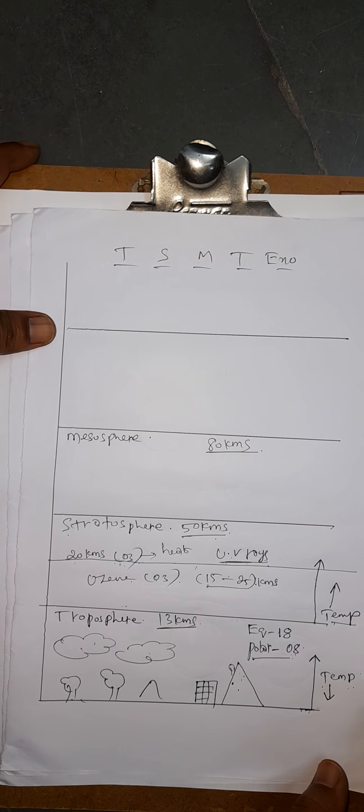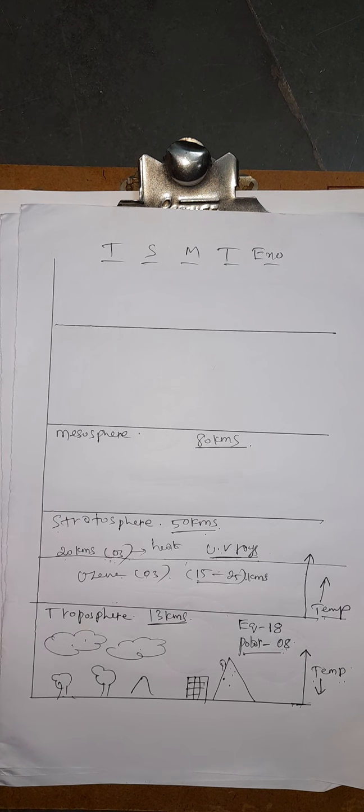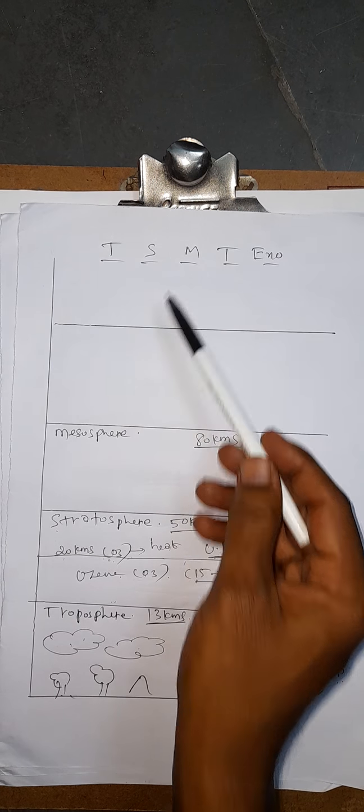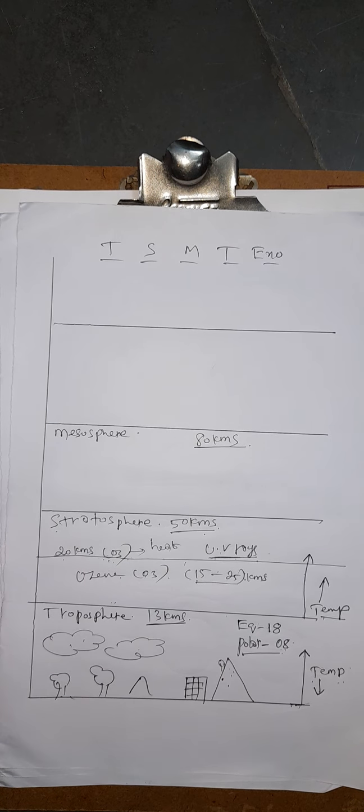You might be seeing, in the night sky, black with tiny stars glowing. You might be seeing some stars burn out, right? Someone said it's a star, someone said it is a good thing, that by watching them we should make a wish and it will come true. There are different talks, right? These things happen in this mesosphere. T stands for troposphere, S stands for stratosphere, M stands for mesosphere.